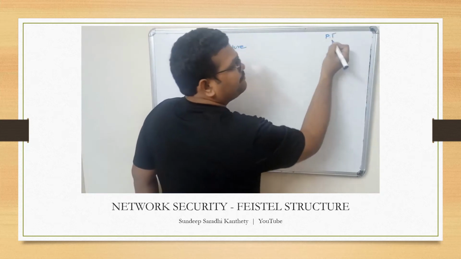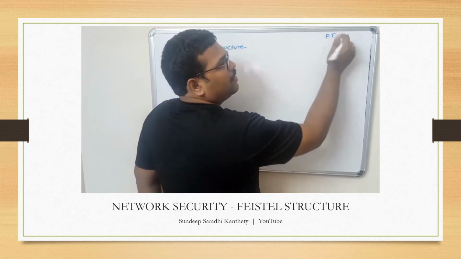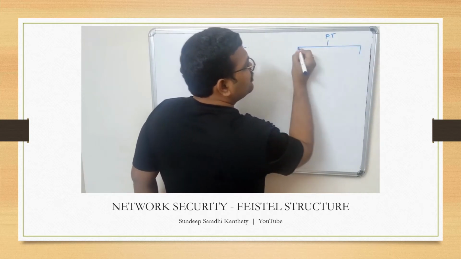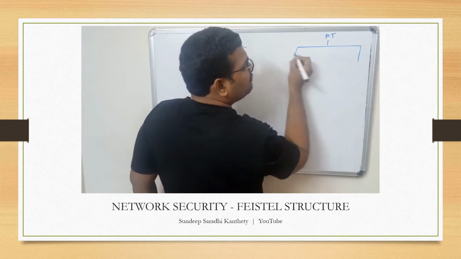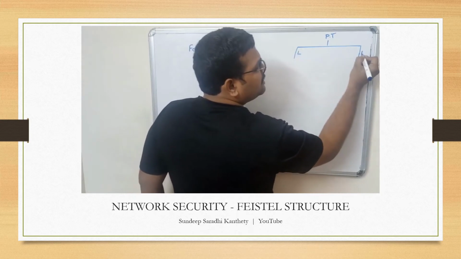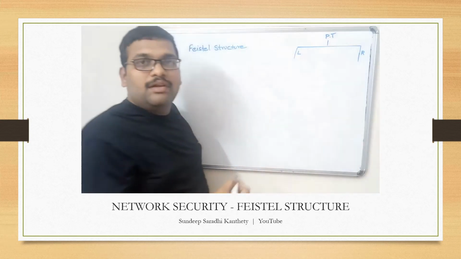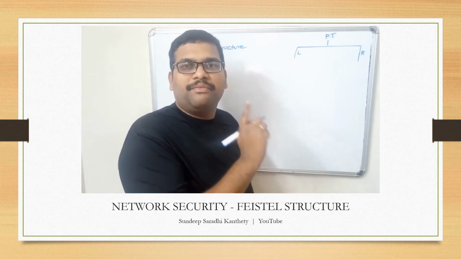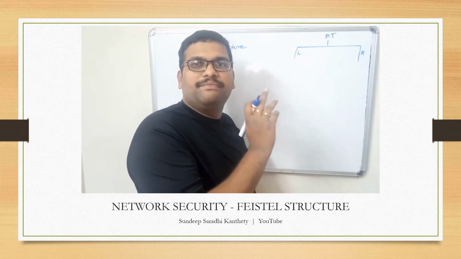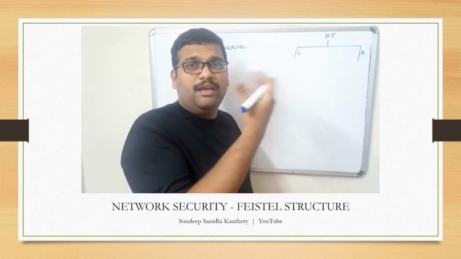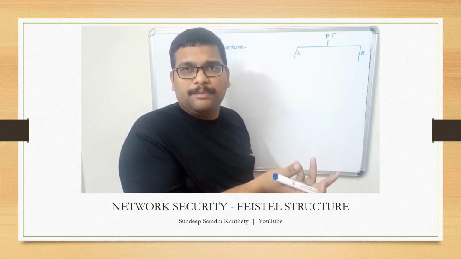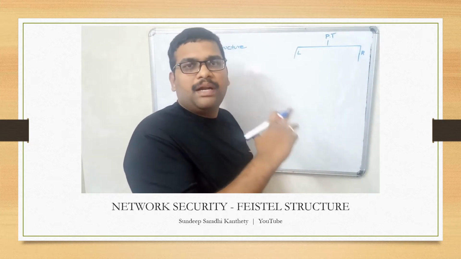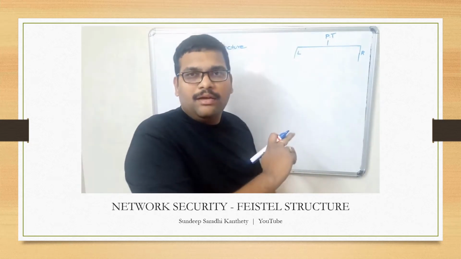So plain text, and we have to divide it into two equal halves. This is the left half and this is the right half. And on the right half, we have to apply a function. A function may be anything, any logical function it may be. It depends upon the algorithm, the function will be varying. But the right half will be applied in the function.